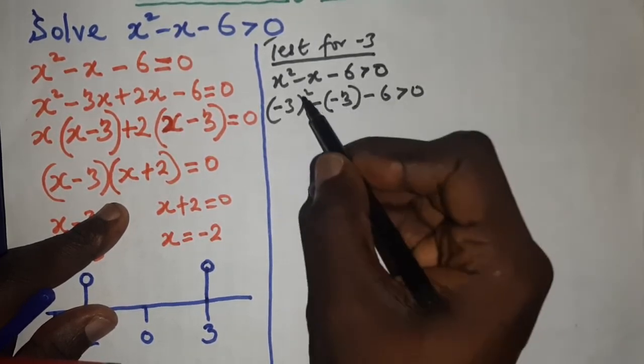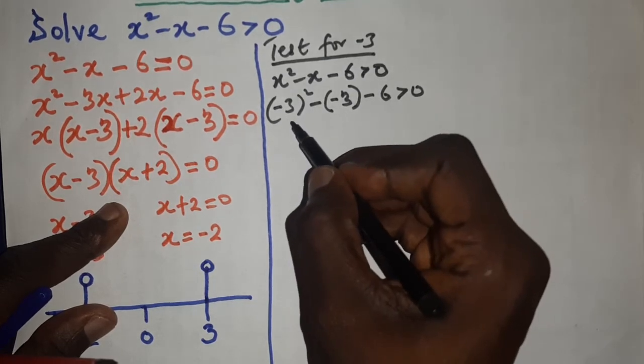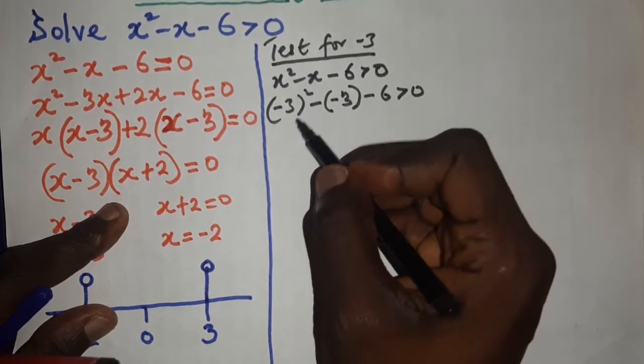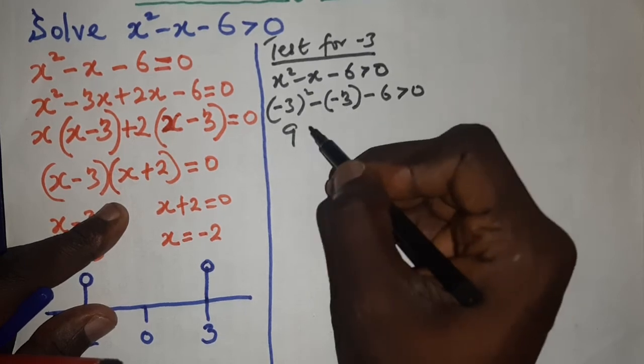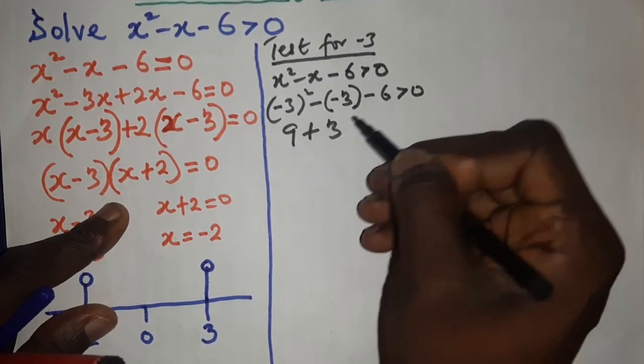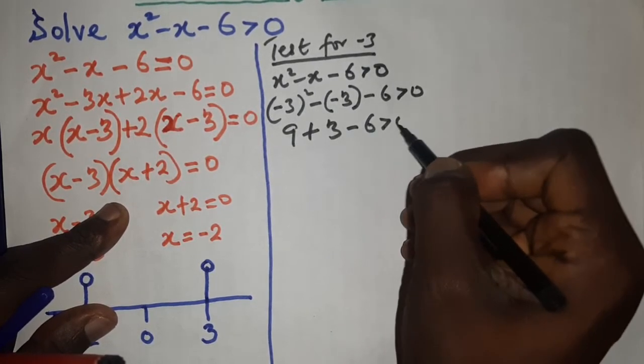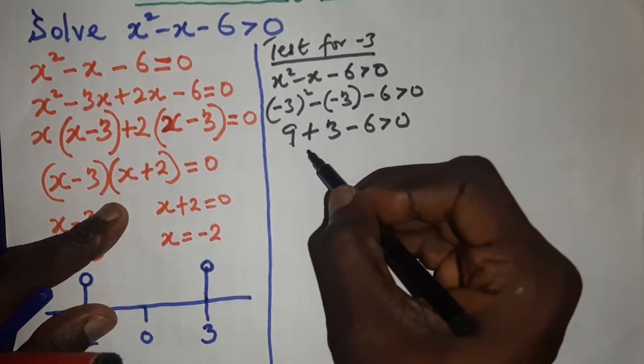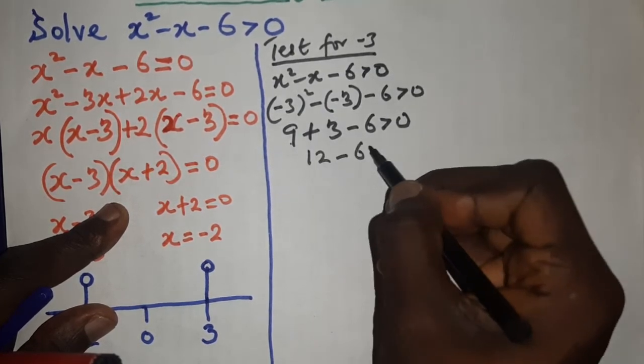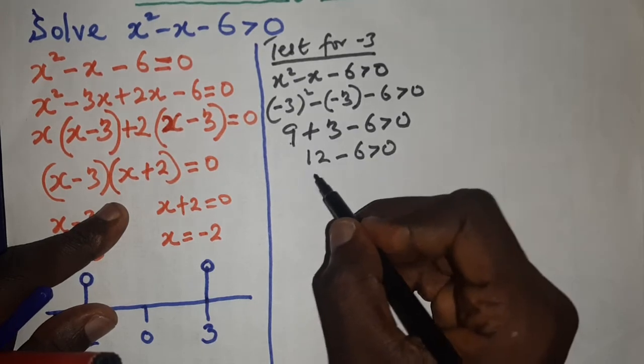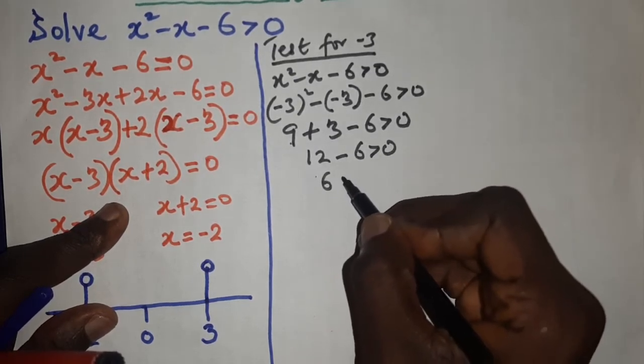So this one will now be 9. Minus 3 raised by 2 is minus 3 times minus 3. This will be 9. Minus times minus is plus. Then you write your 3. Then minus 6 is greater than 0. Then 9 plus 3 is 12. Minus 6 is greater than 0. Then 12 minus 6 is 6, greater than 0.